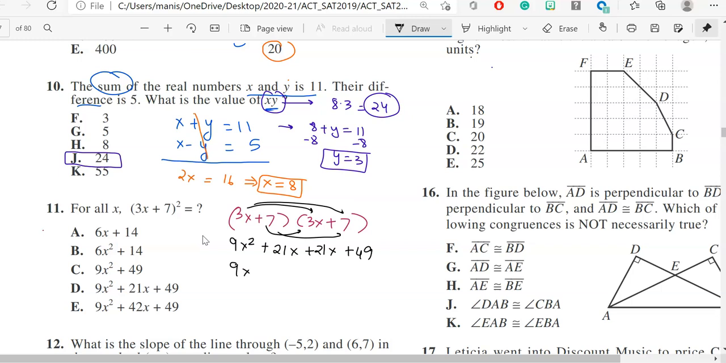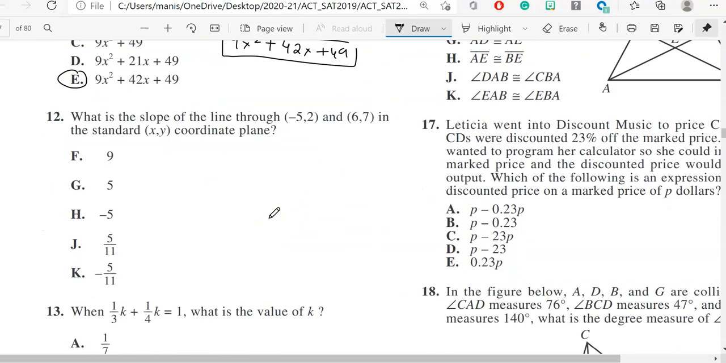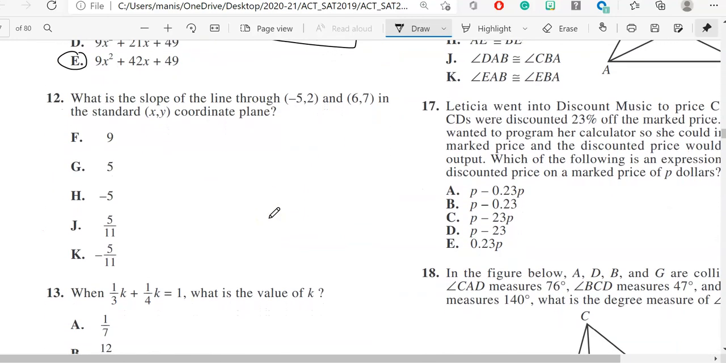I will combine the like terms. So this is 9x square plus 42x plus 49. So that's your answer. Do you see any answer choice? Yes. Answer choice E is the correct answer for this problem. So let's look at question number 12. Question number 12 is easy. It says what is the slope of the line?